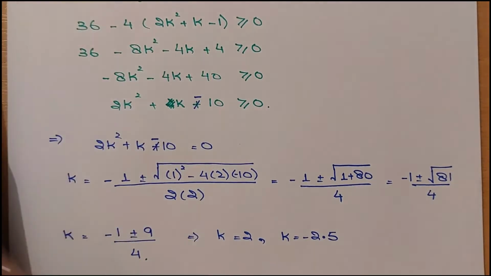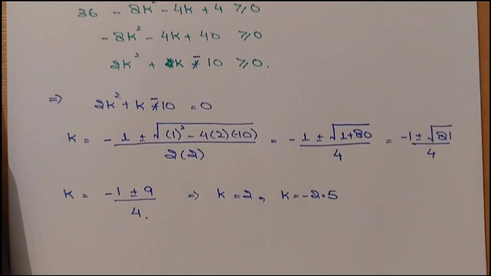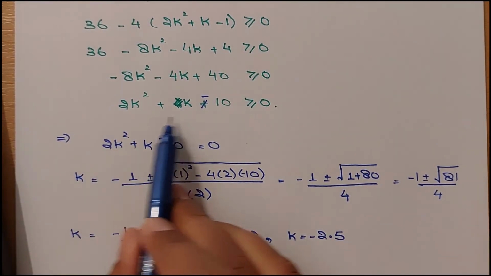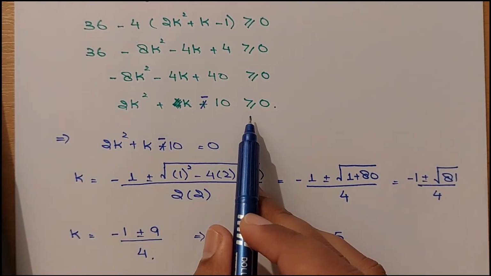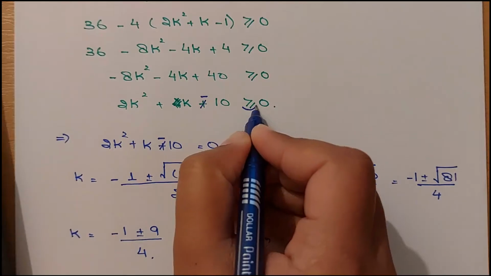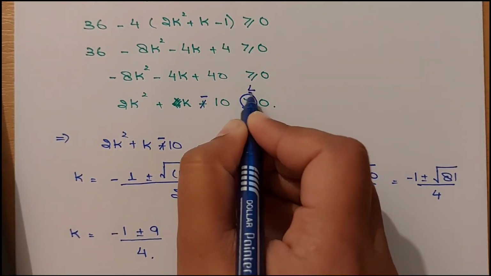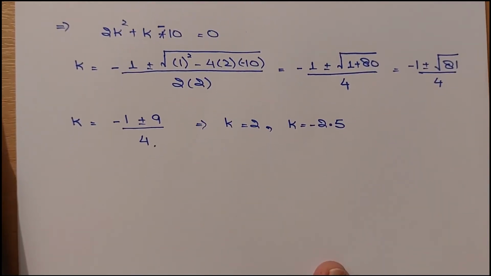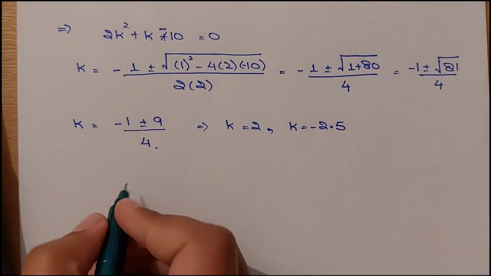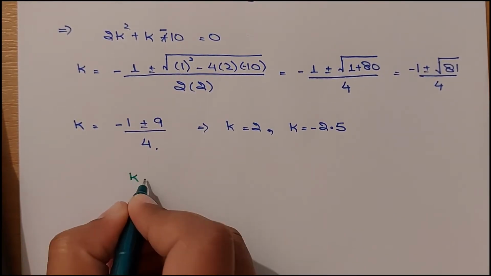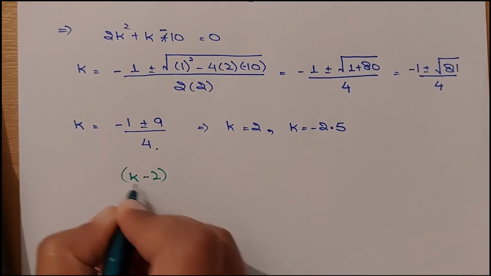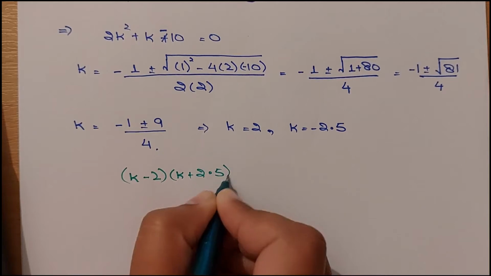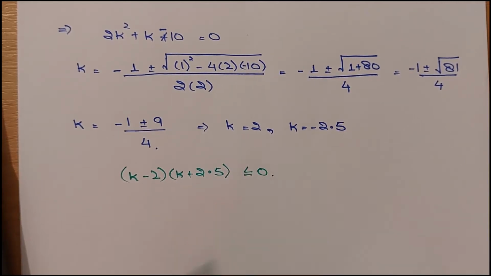Okay, now let me substitute this back into this equation. Oh, and one more thing, when we divide this inequality by negative 4, we have to change the inequality. That is a mistake we made. Greater than or equal to changes to less than or equal to, right? Okay, so now we have k minus 2 as one factor, and k plus 2.5 less than or equal to 0 as another factor, right?